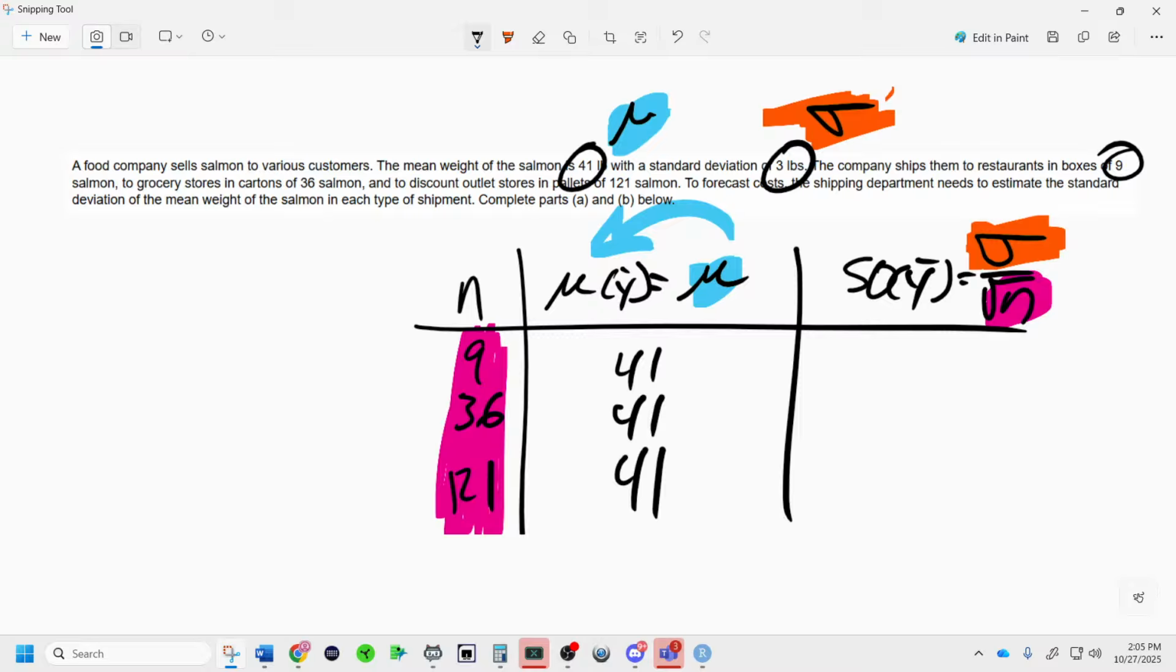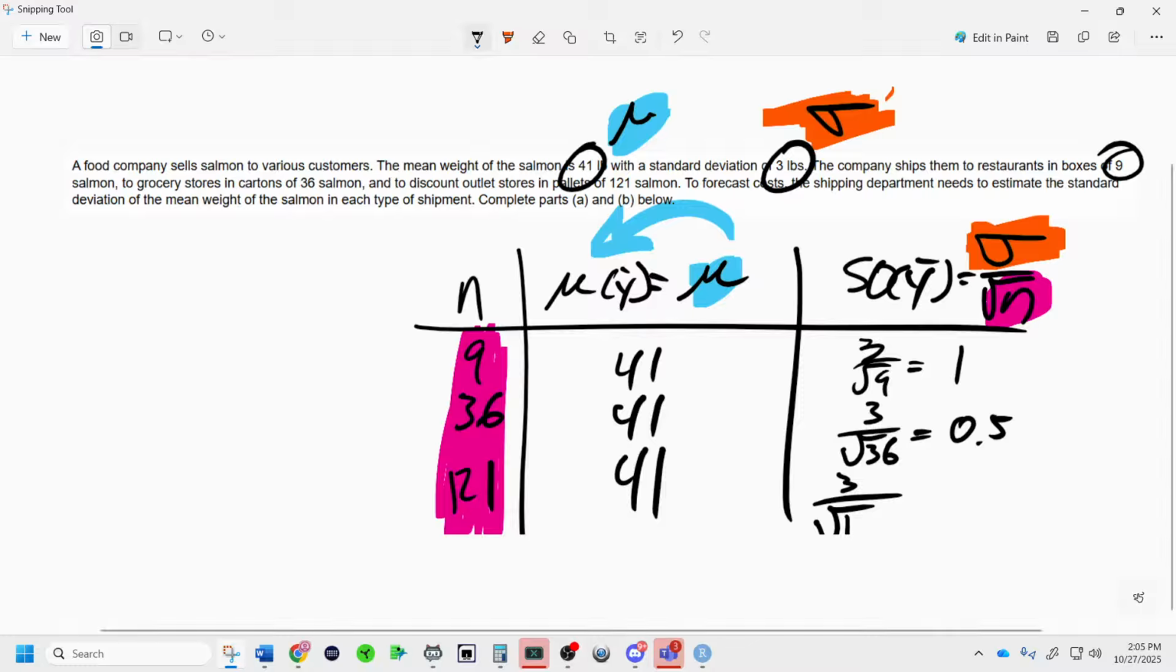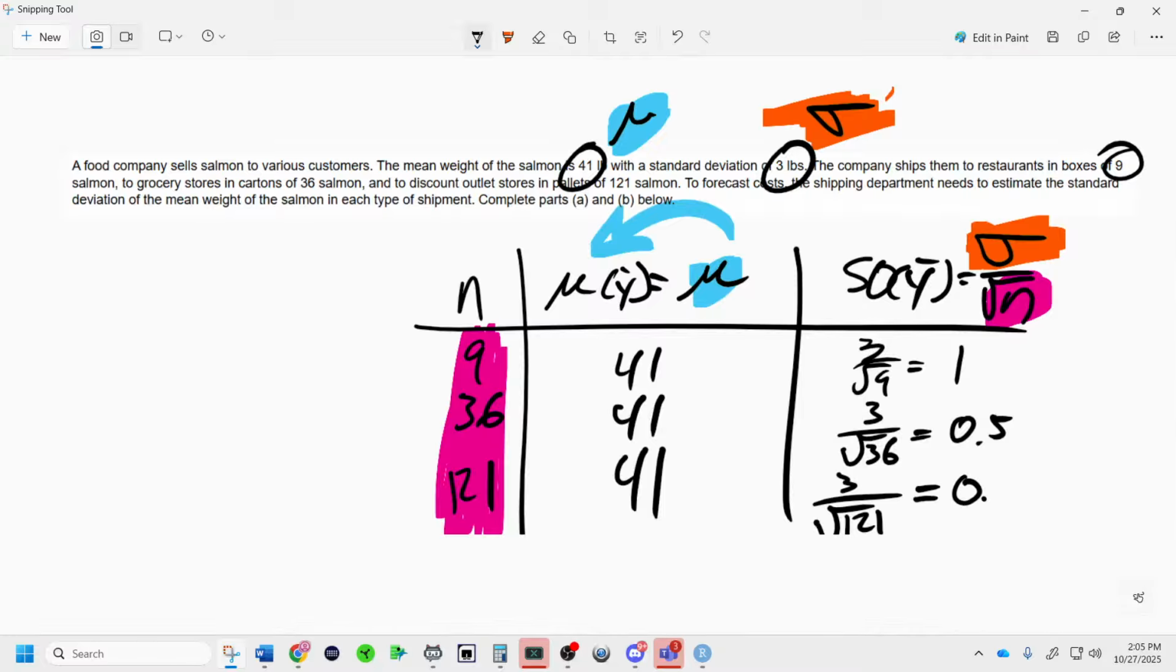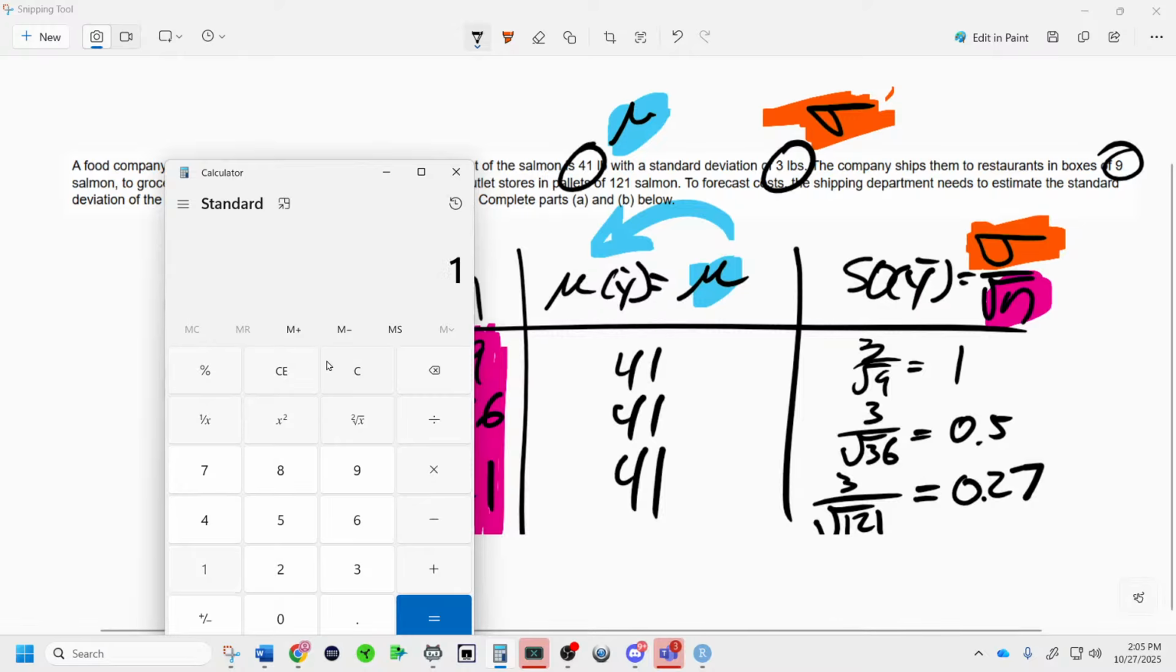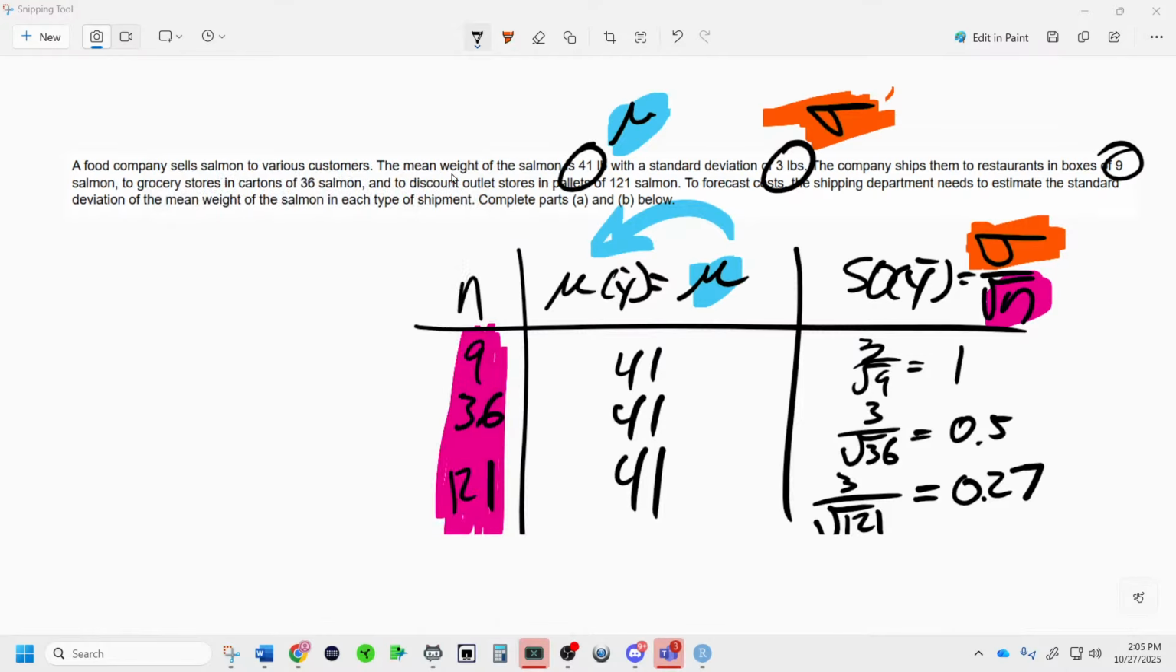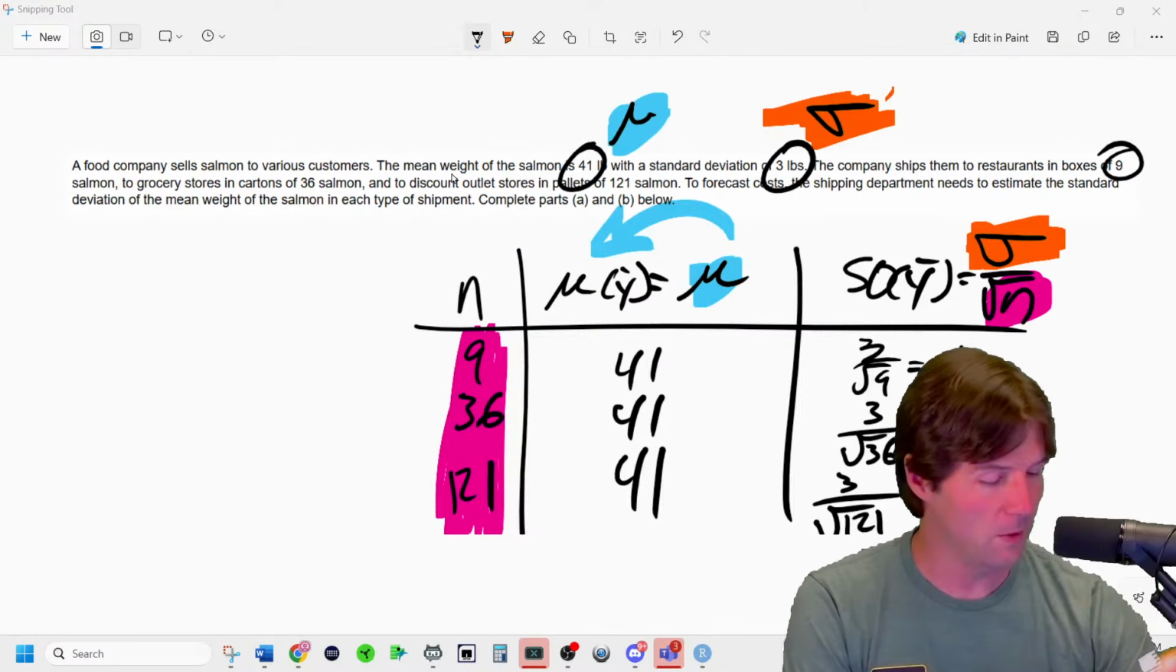So we take 3 divided by square root of 9 equals 1. 3 divided by square root of 36 equals 0.5. 3 divided by square root of 121 is equal to, I think it's going to be, I could be wrong on this one, 0.27. Let's find it. 0.27 repeating, I think. Square root of 121 is a perfect square, so it's that. And there it is. It's like a ninth, but weird.